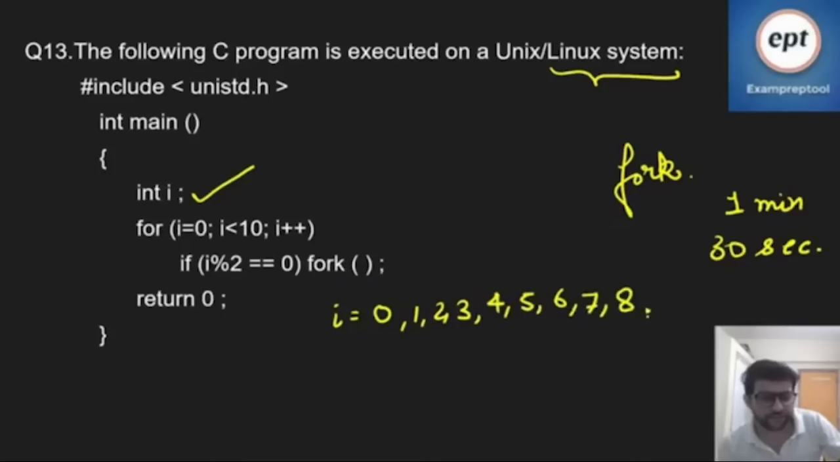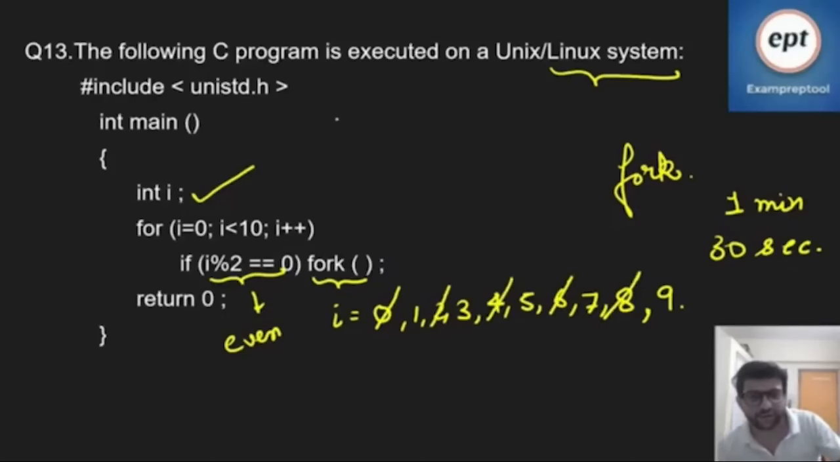Just write this for clear explanation. Okay. And if I mod 2 equal to 0, this means that when I is even, then there will be a fork call. So we can say that there will be a fork call for I equal to 0, I equal to 2, I equal to 4, I equal to 6, and I equal to 8. So there will be 5 fork calls.